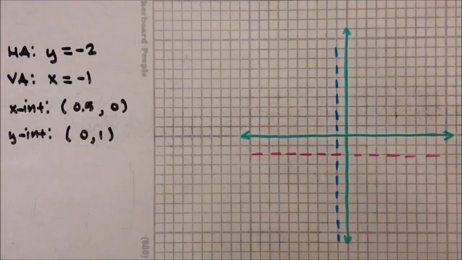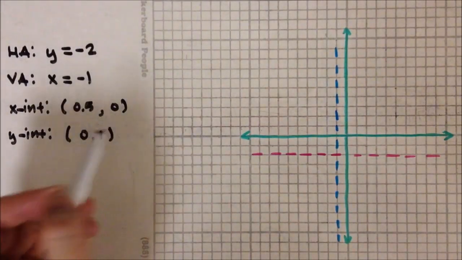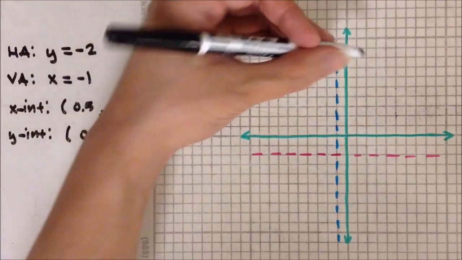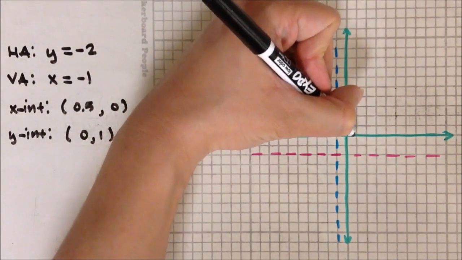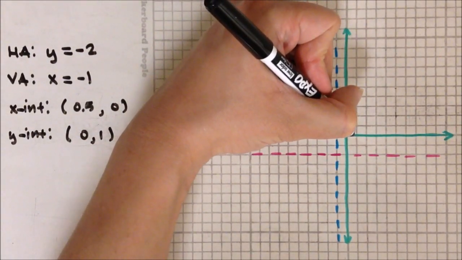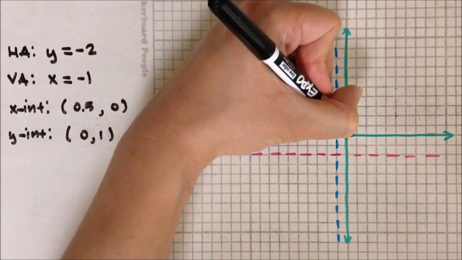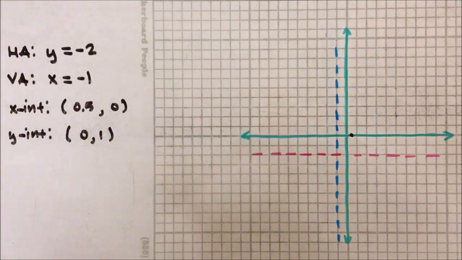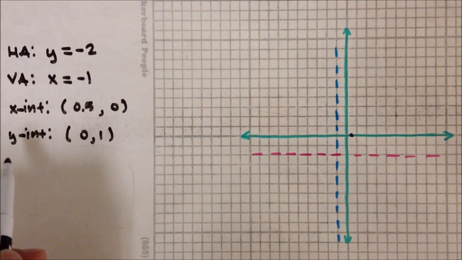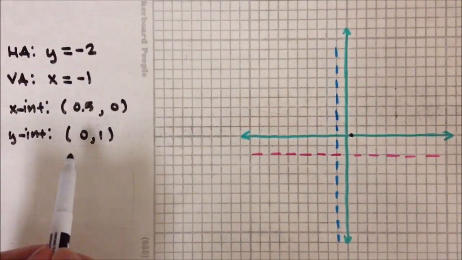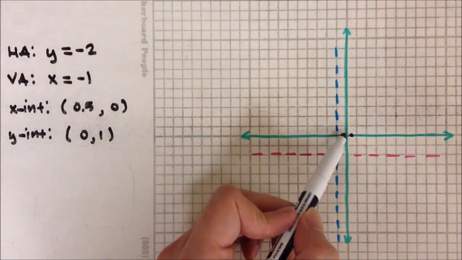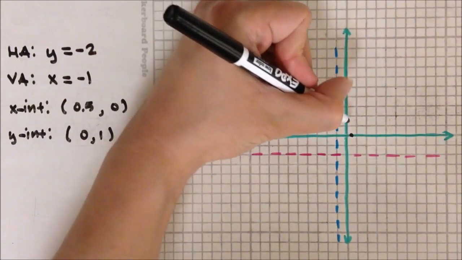Now let's plot our x and y-intercept points. So for our x-intercept, it's going to be at 0.5, 0. So 0.5 is on the x-axis between 0 and 1. So 0.5 will be right here. So I'm trying to mark the middle between 0 and 1. And then our y-intercept is going to be on the y-axis. So 0, 1. So x at 0 and then 1 right here.